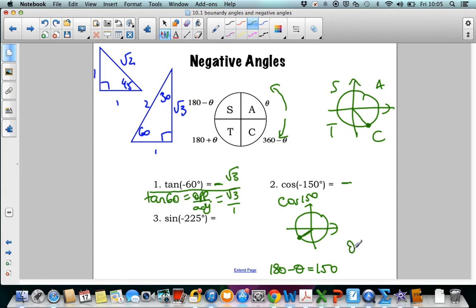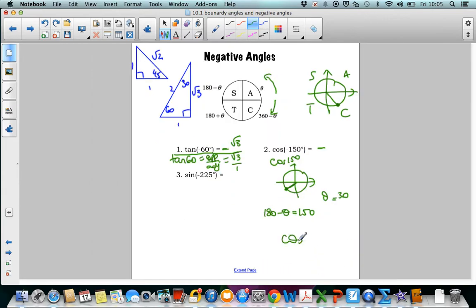So we're looking for cos of 30. Then we just go to the triangle up the top. Cos is adjacent over hypotenuse. So up the top there we can see for cos 30, the adjacent side is root 3 and the hypotenuse is 2. So we know our final answer is minus root 3 over 2. Excellent.